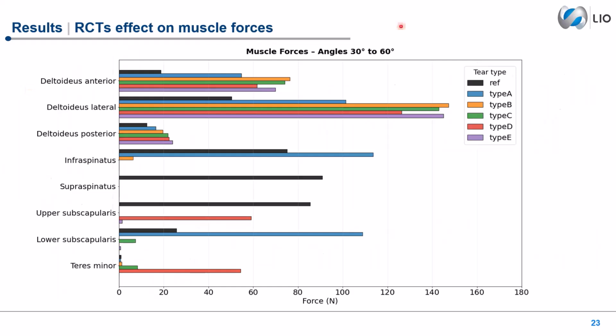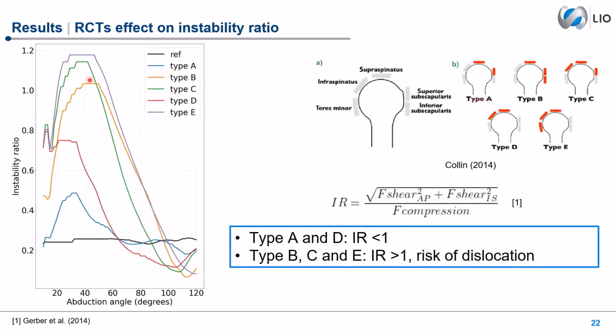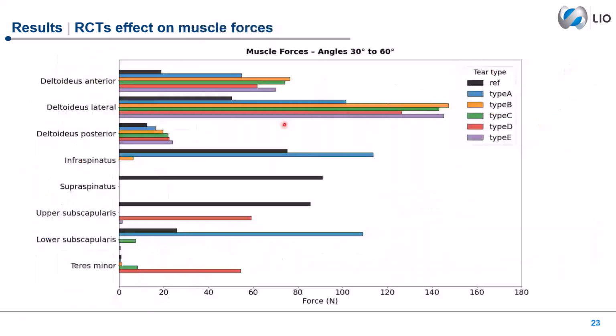And now if we compare the muscle forces, I'll only be presenting between 30 and 60 degrees because this is the highest instability range. We can see that for all different muscles, the deltoid activates much more than the reference. So there is in every case a compensation from the deltoid, but this compensation is much higher for types B, C, and E, where there is a massive rotator cuff tear.